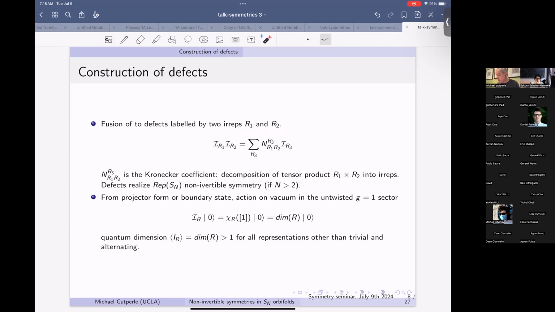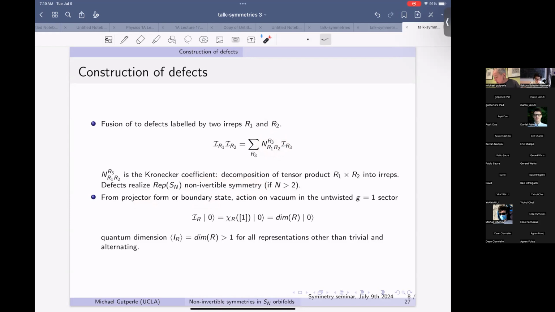labeled by two irreducible representations, the fusion involves the Kronecker coefficients, which are simply the coefficients which give me the decomposition of the tensor product of two representations, R1 and R2, into irreducible representations. And since the symmetric group for n bigger than 2 is non-abelian, this clearly will lead to a non-invertible symmetry. And I remind you that these n's could be written as a triple sum of the three characters of R.